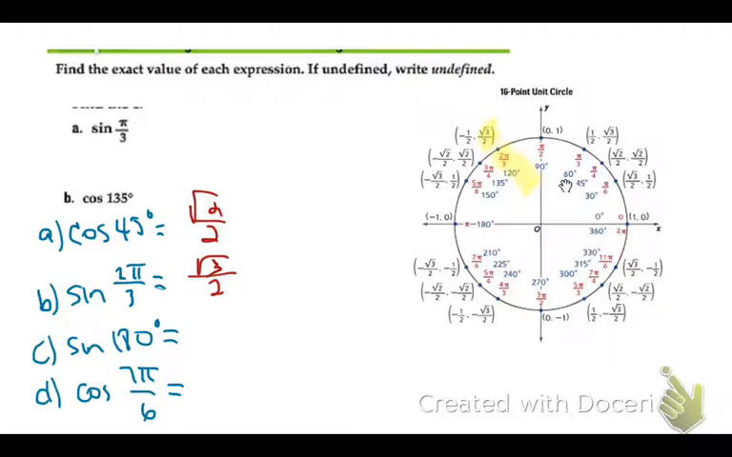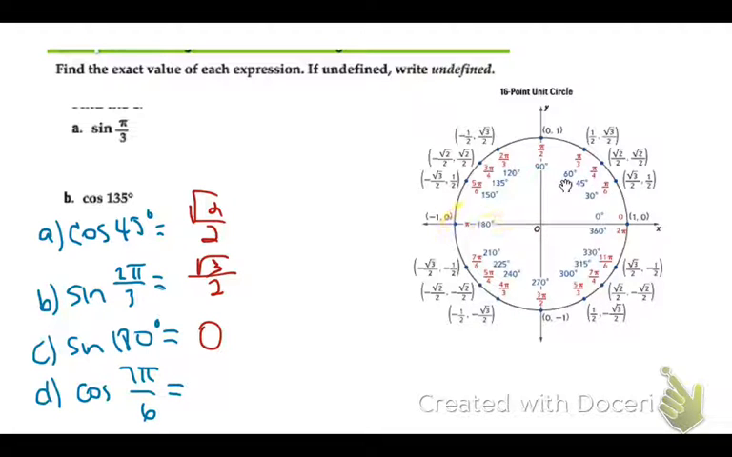Then we have sine of 180. Well, 180 is just our axis, right? Sine, which one did you use? Again, that one was right. So that one is 0.